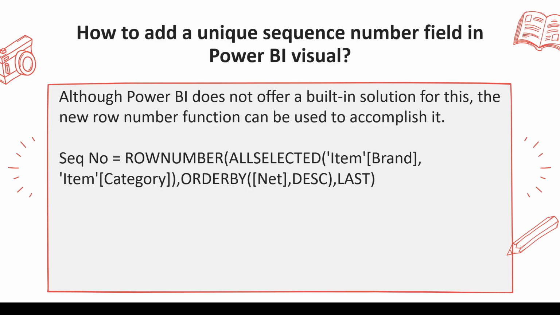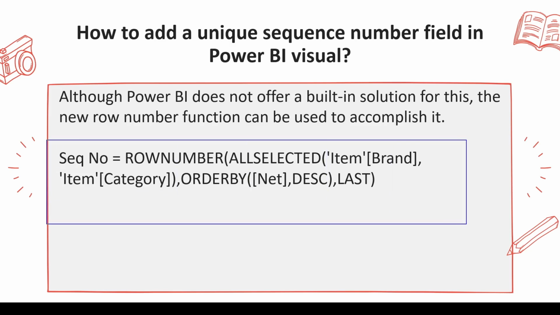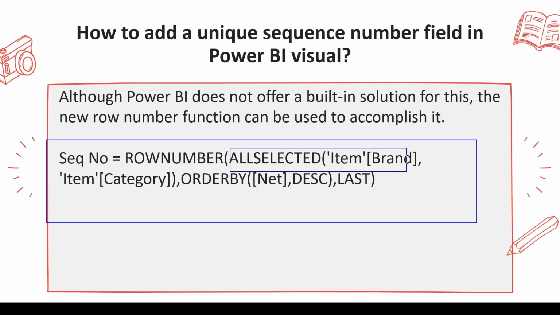And to add that sequence number, we would require the row number function. Now, with the row number function, the sequence is dependent on what you have in the visualization. So based on what you have in the visualization, you can calculate a row number. And for the syntax of the function, you have to use the relation. In this case, I've used all selected item brand and item category. And then you need to use an order by, which I've used on net descending, because in this one I want to generate numbers based on net's descending order. And then where you want to keep the null values, that's the last option which you have to use.